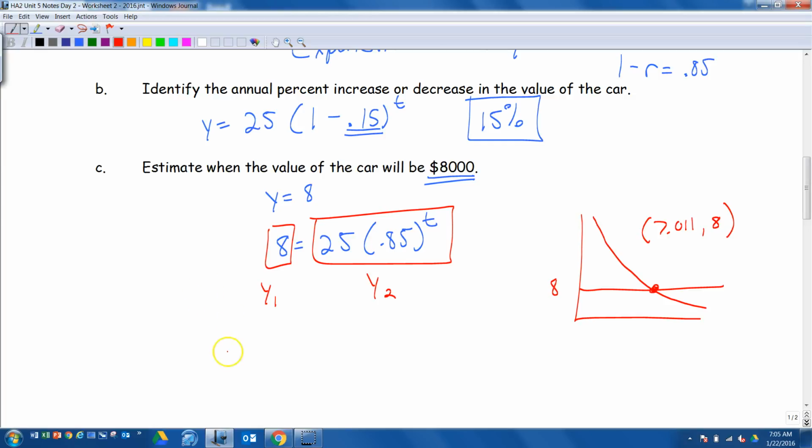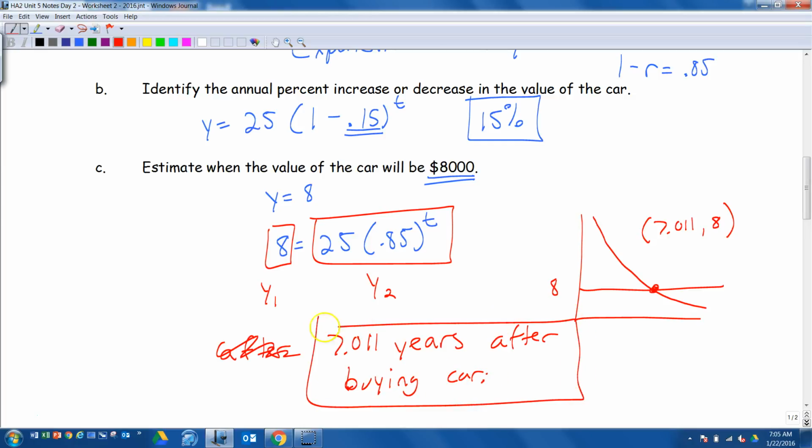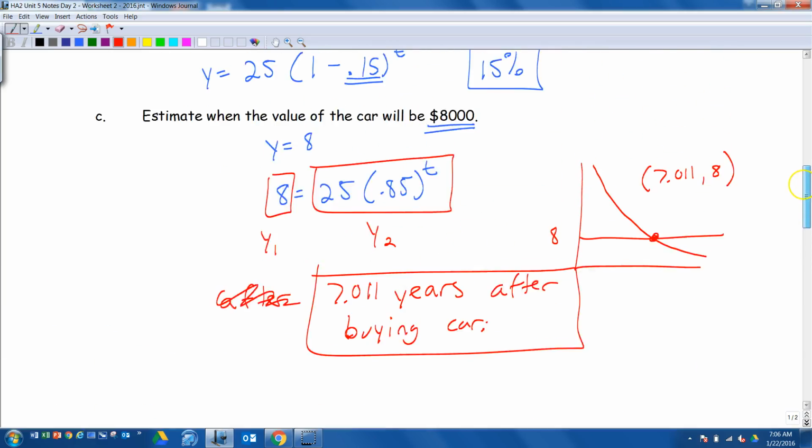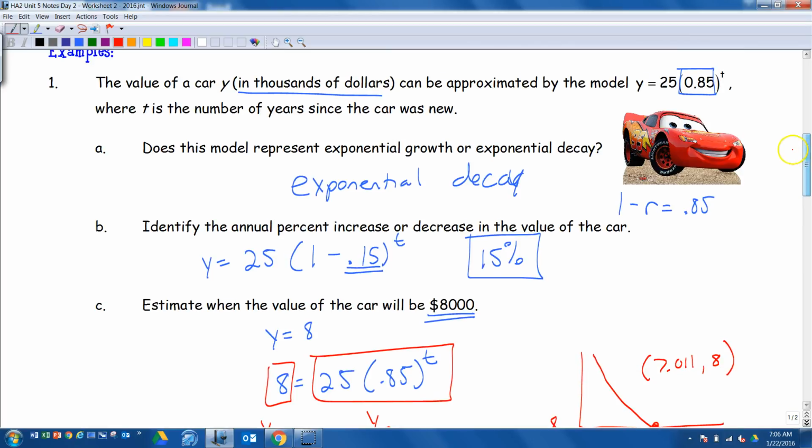So, when is the value 8,000? After 7.011 years. Well, how about this? 7.011 years after buying the car is when it is at $8,000. Okay, so you can't solve those yet until we know how to do logs. So for these problems right now, we're just using the calculator. The things you really have to worry about are the wording, understanding the units, and then going from there.